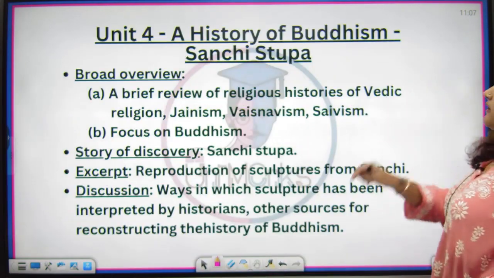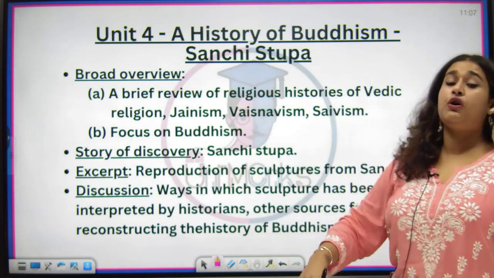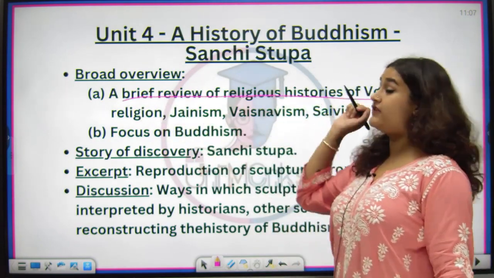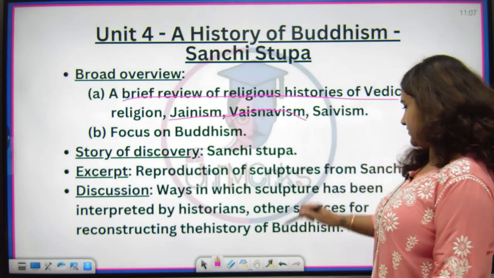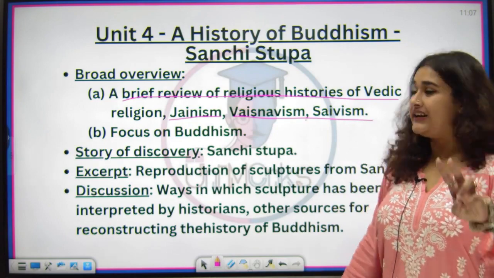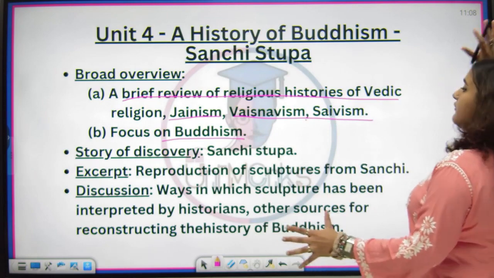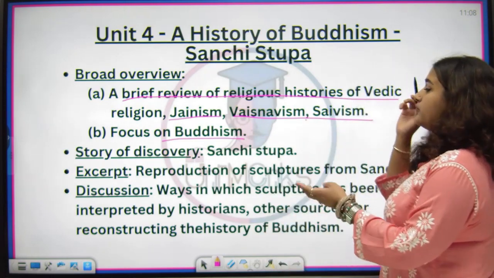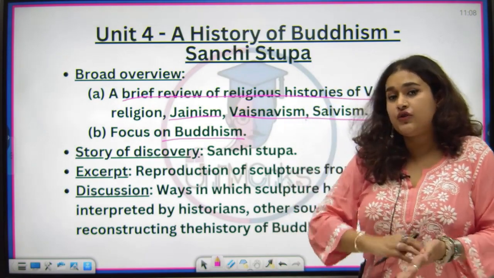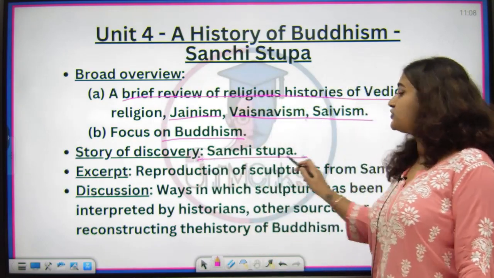Now, unit number 4, a history of Buddhism, Sanchi Stupa. A broad overview of 2 things you need to understand. One is a brief review of religious histories of the Vedic religion, Jainism, Vaishnavism and Shaivism. And secondly, you have to focus on Buddhism. So, you broadly understand what the Vedic religion was, what Jainism, Shaivism and Vaishnavism were, then your main focus should be on Buddhism.